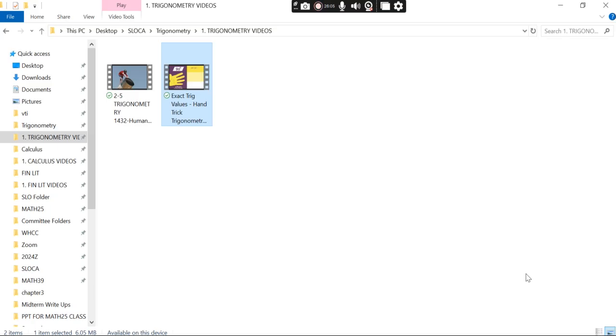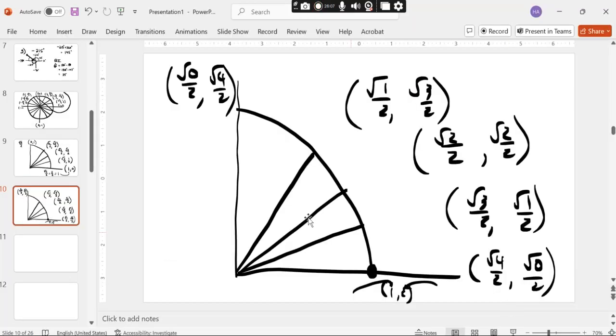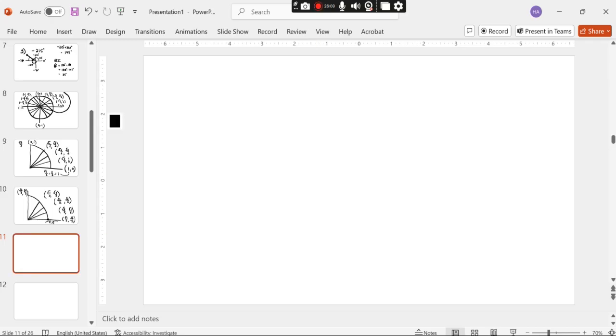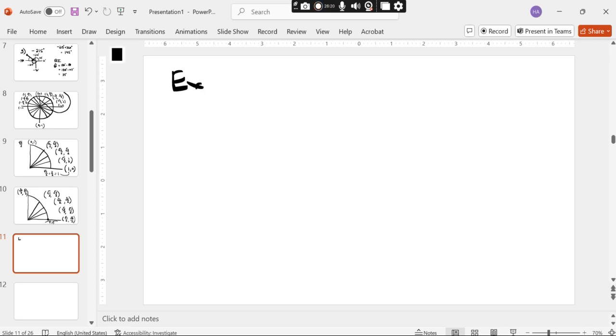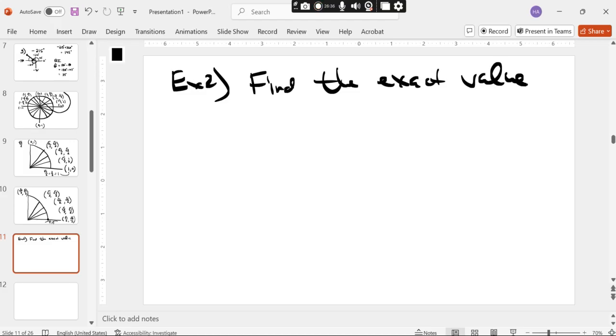Let's go with it. So just to practice a little bit here. We're on exercise 2. You guys tell me what are the directions for exercise 2? Find the exact value, I think it was, right? Find the exact value of this right here. So cosine of 150 degrees.